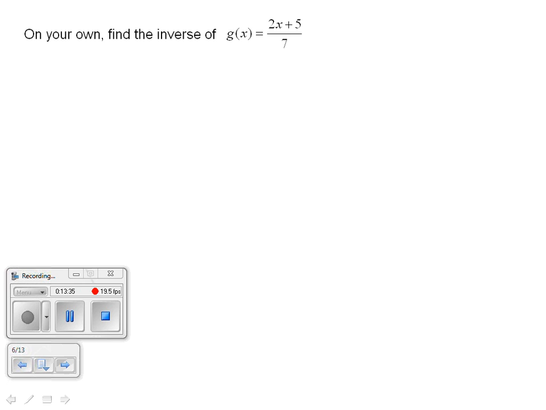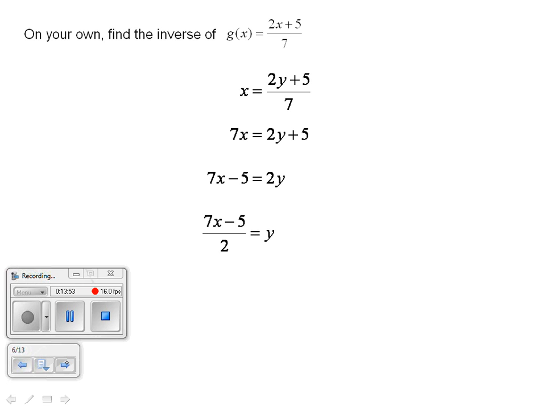Did you switch the x and y like this? Then I'm going to clear my fractions, multiply both sides by 7. Then I'm going to subtract 5. I'm going to divide by 2, and I'm going to get y by itself. And then I'm going to cap this off and say that g inverse, or the inverse of g, is (7x - 5)/2. So again, just another little practice for you. We're going to move on to the next section.